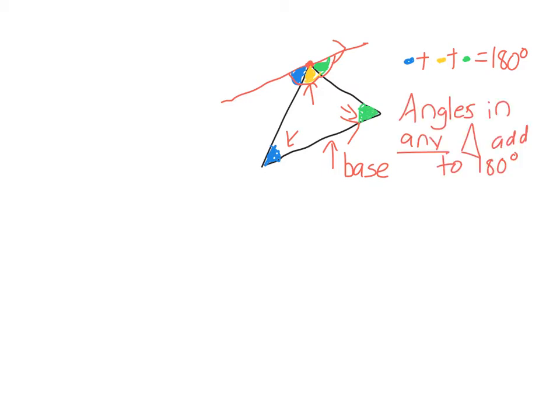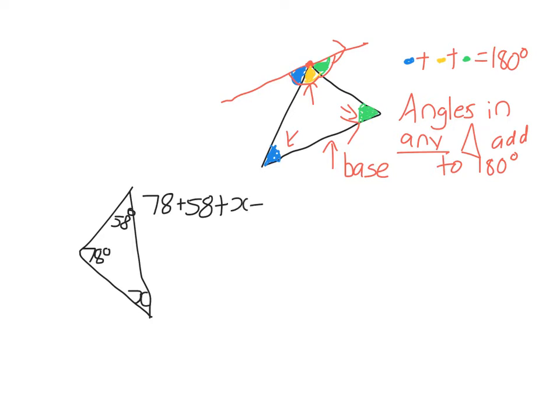Now this turns out to be very useful because we can use it to find unknown angles. Let's look at a few examples. So if we have a diagram like this, it's easy to find x because the angles inside a triangle must add up to 180. So 78 plus 58 is 136. So x will just be 180 minus 136, which is 44 degrees.